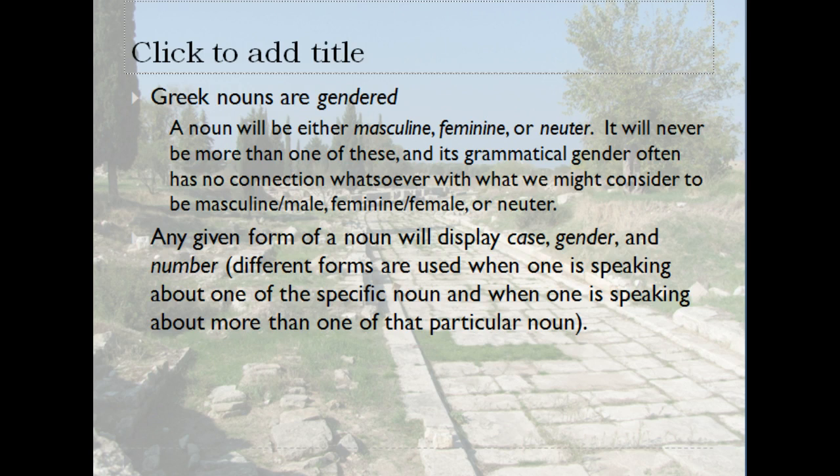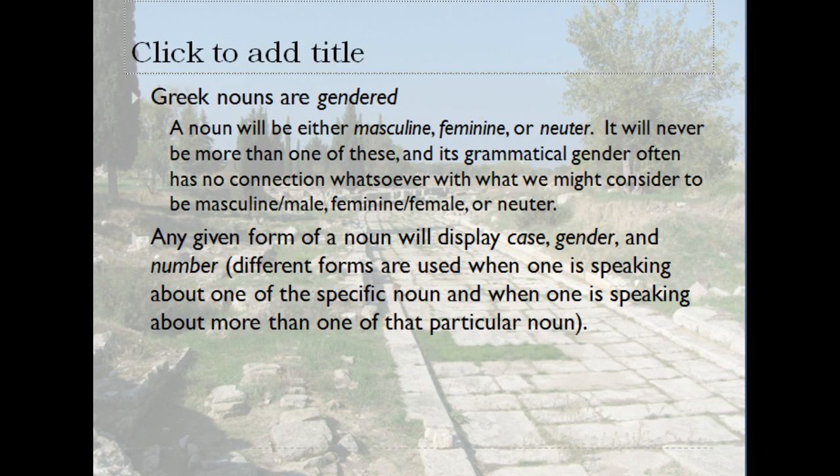Their case is essential to their function in the sentence. Their number, of course, is essential to knowing if there's one of them or more than one of them, so it's a basic issue of understanding. Gender comes into play more when we need to determine if a particular adjective in a sentence is describing a particular noun in the sentence, because there will always be agreement between a noun and its descriptors, like adjectives or the definite article the, or other such words, in gender, number, and case.